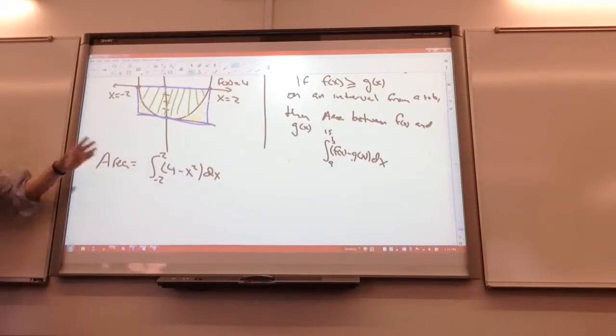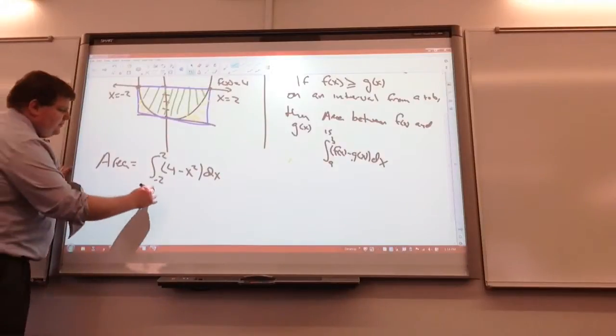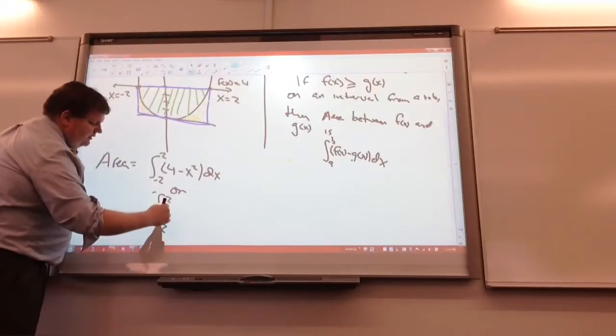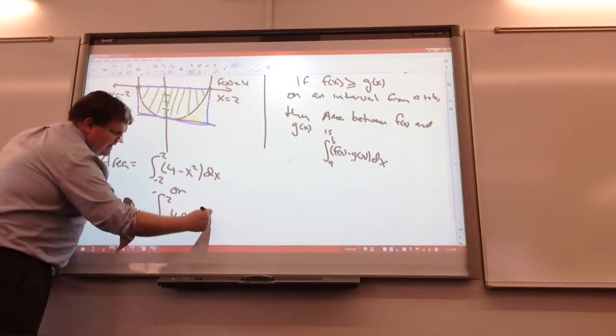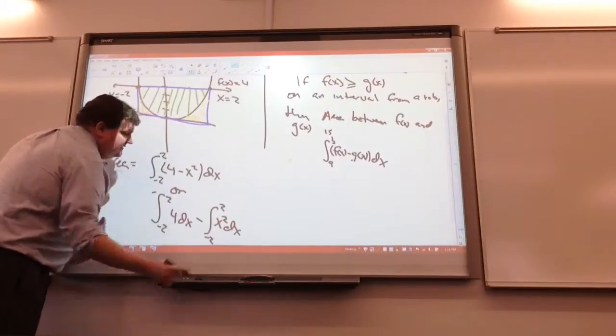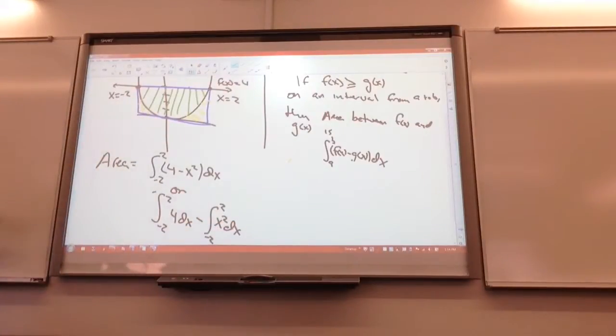You could also do it this way as one integral, or if you'd rather, you could break it into two. You could make it the integral from negative 2 to 2 of 4 dx minus the integral from negative 2 to 2 of x squared dx. It won't change at all how the answer comes out.